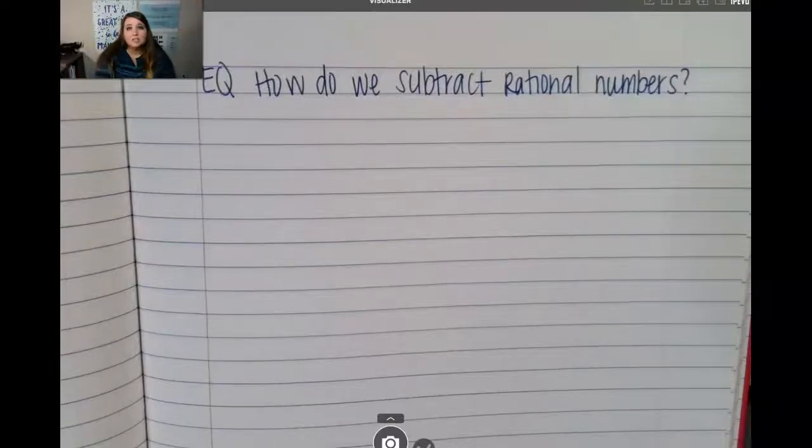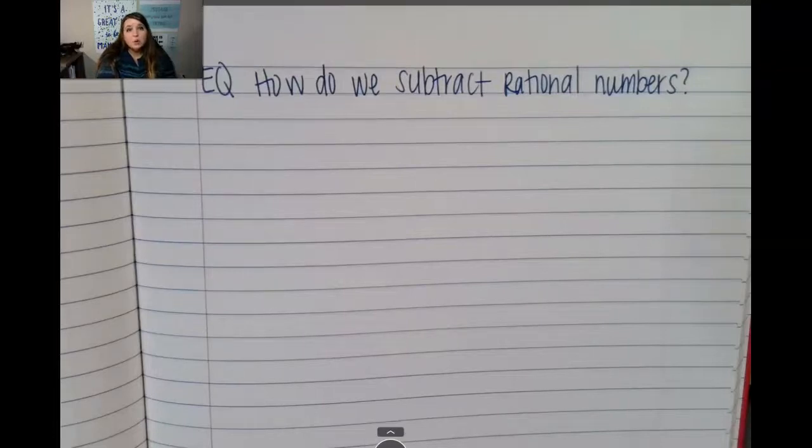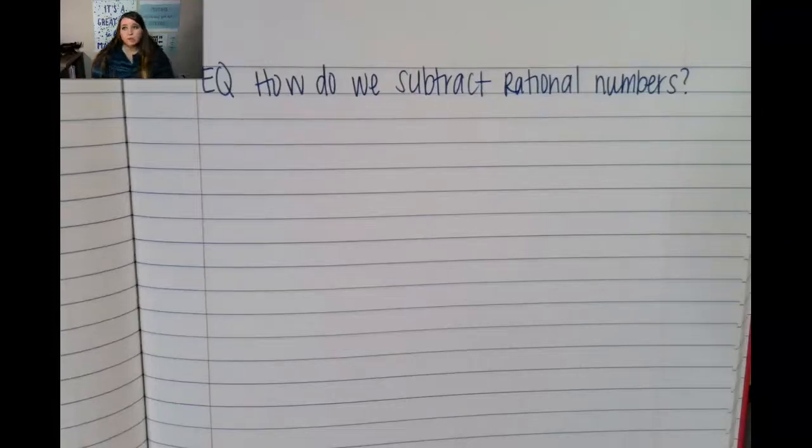Everyone. Today we are going to be looking at subtracting rational numbers. So in our last lesson we were looking at adding rational numbers, and we were using our understanding of adding negatives, adding positives, and using those things to add positive and negative fractions and positive and negative decimals. We're going to do the exact same thing today, except we are looking at subtraction of rational numbers.